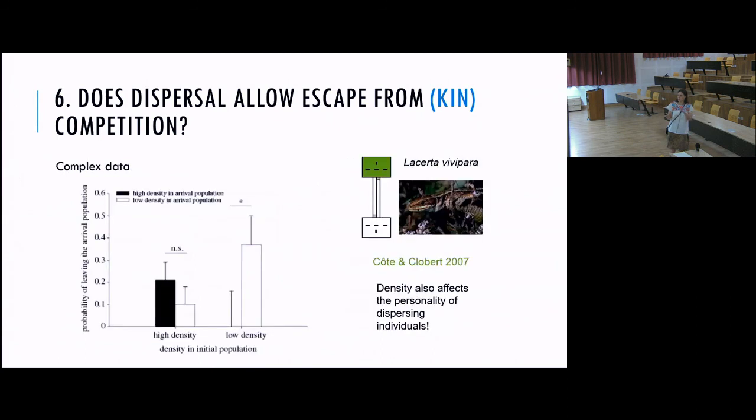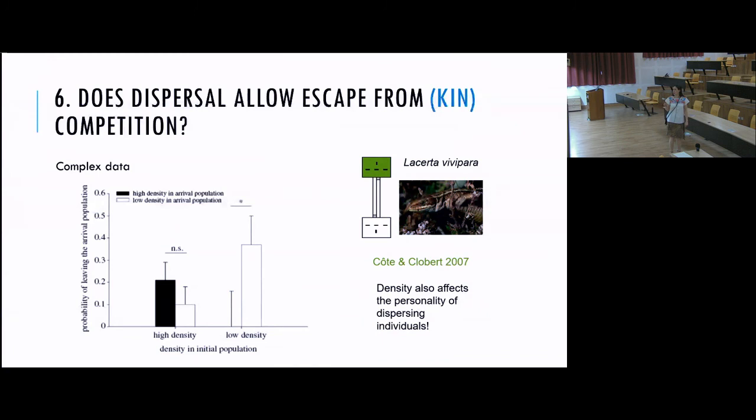So we'll just finish with this empirical example, and then tomorrow we'll continue with the rest. Data about density-dependent dispersal, however, is much more complex than what the model predicts. So for instance, this experiment done with this common lizard called Lacerta vivipara. Actually, the name has changed. I think it's Zootoca vivipara.